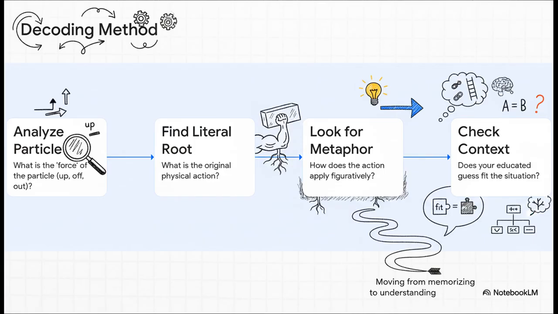So here it is, your four-step method. The next time you see a new phrasal verb, first, just look at the particle. What does it usually hint at? Second, what's the verb's most basic physical meaning? Third, try to connect them. How could that physical action be a metaphor for an idea? And finally, number 4, check the context. Does your guess actually fit? This is how you go from just memorizing to truly understanding.